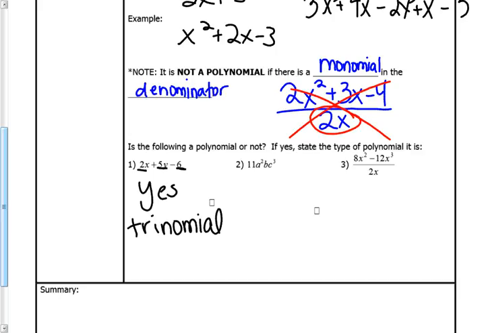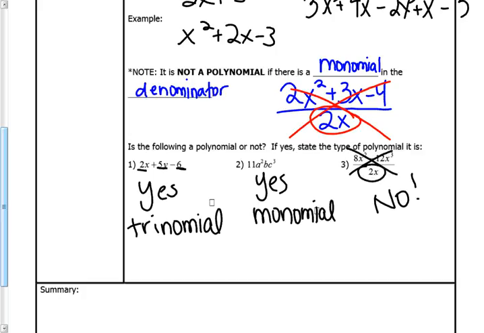Number 2, 11a squared bc cubed. How many terms are here? Well, this is just one term here, right? So yes, this is a polynomial, and this is considered a monomial because there's only one term there. Number 3, we have 2 terms in the numerator, so it's a binomial, but we have a monomial, 1 term in the denominator. And we said that it's not a polynomial if there's a monomial in the denominator, so this would be no. Because of that monomial in the denominator.